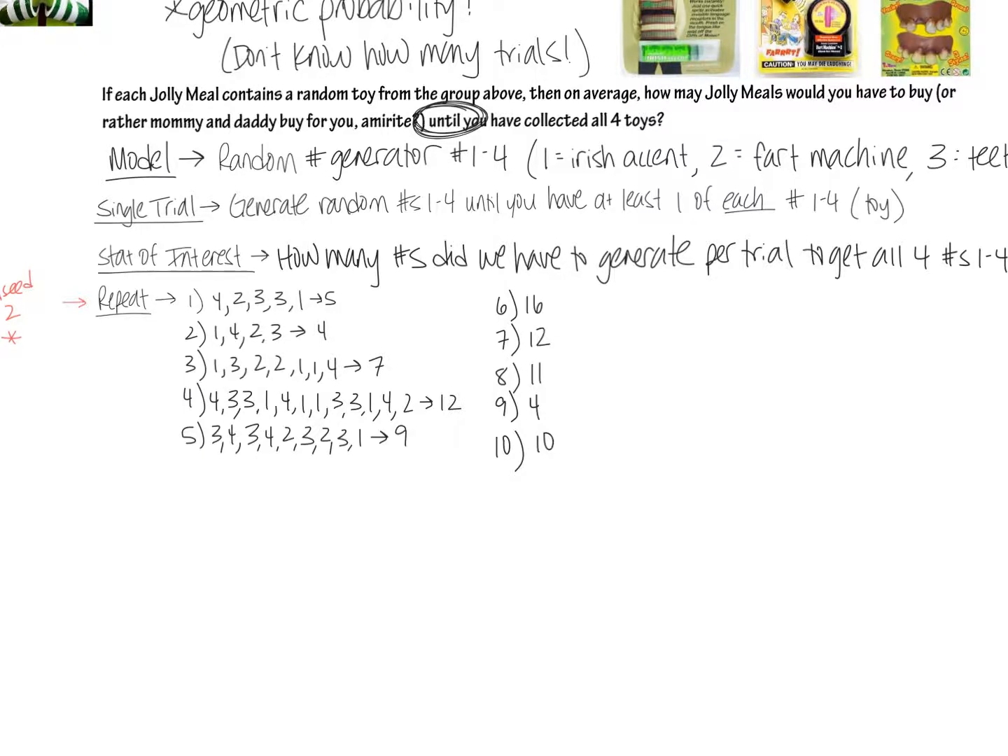Last thing I need to do is conclusion. I need to come up with an estimated average. So the question being asked is, on average, how many times do you need to buy a Jolly Meal in order to collect all 4 toys? So what I'm averaging together is this number, this number, this number, this number, this number, and all of these.